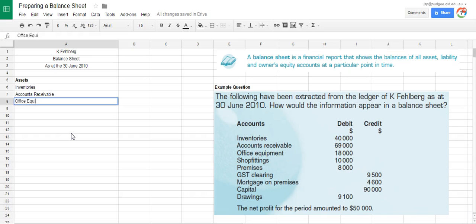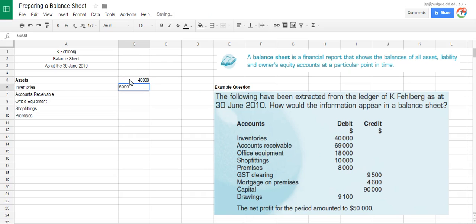Okay, so continuing, office equipment, shop fittings, premises. These are all assets. Now I can tell they're assets for two reasons. One, I read the words and I know whether that's an asset or a liability. Two, debits. Because they're all debits, I've got a pretty good idea that they're probably assets.